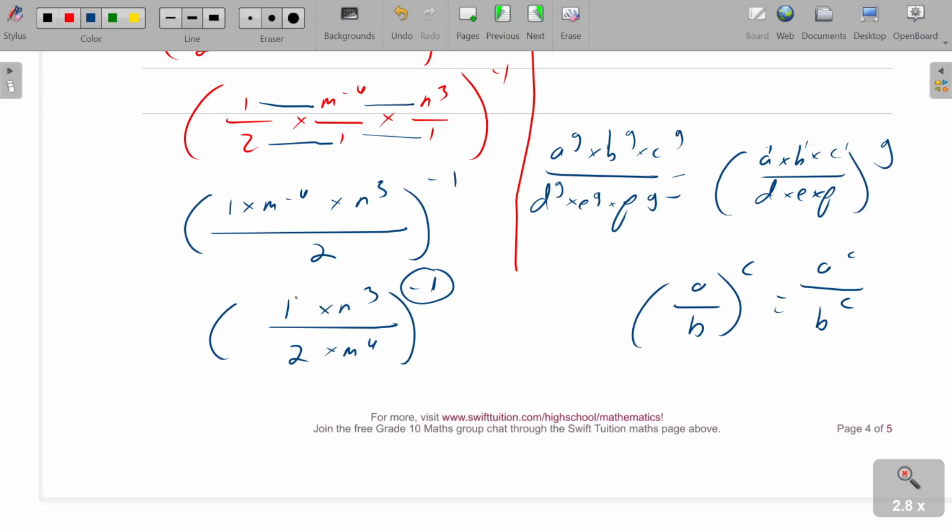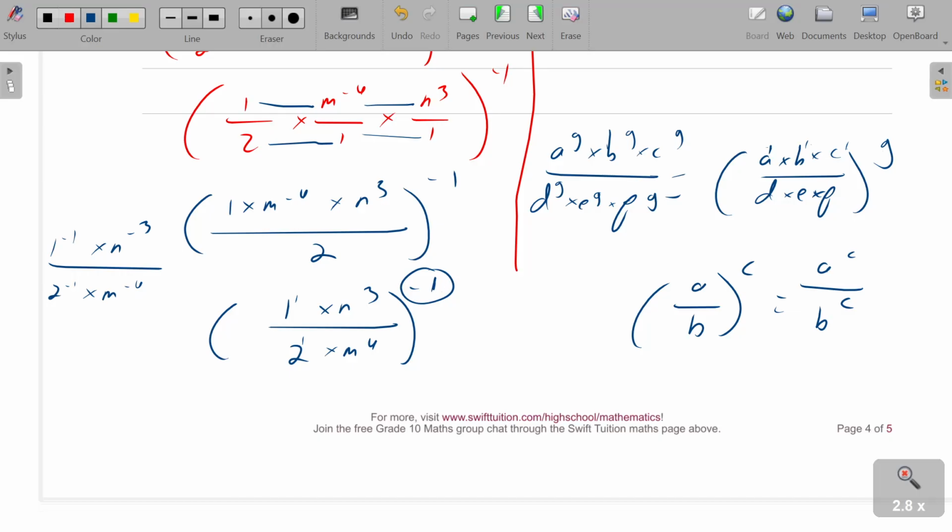In other words, this is 1 to the power of 1. This becomes then 1 to the power of -1, okay? This is n to the power of 3. That becomes n to the power of 3 times -1, which is -3, over 2 to the power of 1. So this becomes 2 to the power of 1 times -1, so 2 to the power of -1. And then m to the power of 4 becomes m to the power of 4 times -1, and that's going to be m to the power of -4. That's basically that. So once you've done that, you can drop the negative, okay?